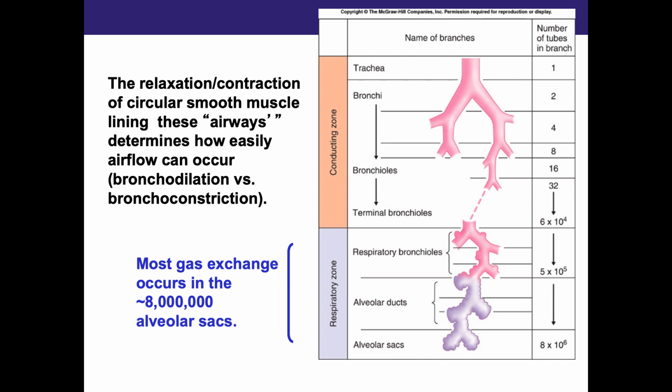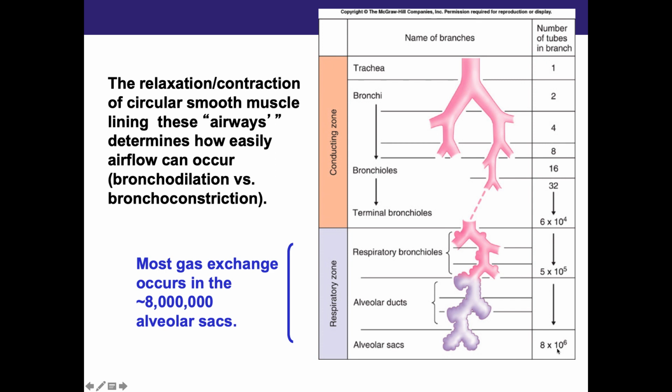The respiratory zone, again, this is where the gas exchange occurs. That includes the respiratory bronchioles, the alveolar ducts, so there's about 50,000 respiratory bronchioles, and then 8 million alveolar sacs.